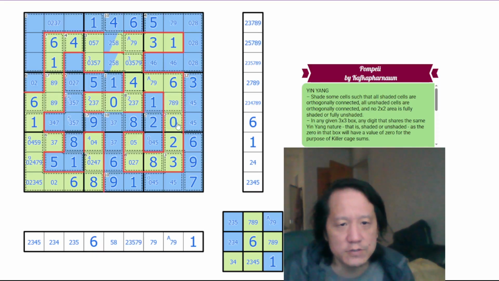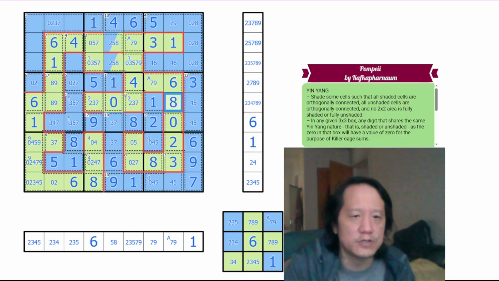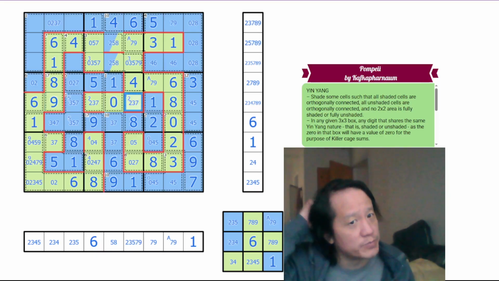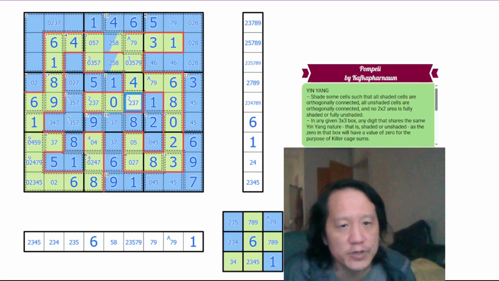This has to be 8. Because we're missing the other 7, 9. Well, it can't be here, so this must be 8. Okay, so that 8 eliminates 8 here, so this is 9, which makes this 8. Okay, that's good. Okay, so that was bad logic previously, but now we're good.